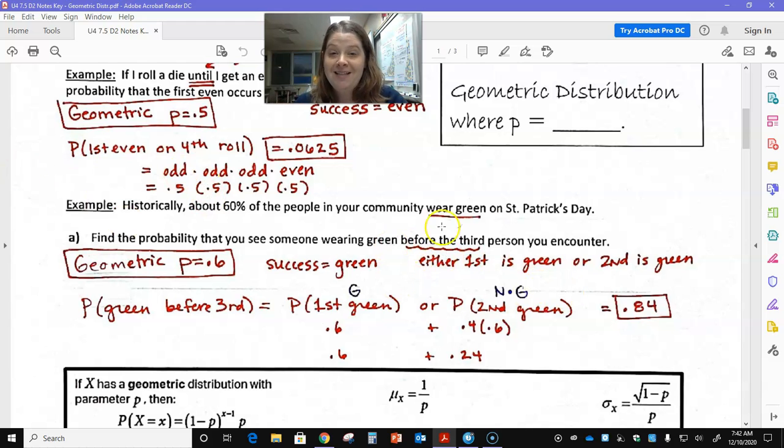All right, so I know that success was wearing green because that's what we're looking for. And so this is going to be geometric. And the probability of success, according to our problem, is 0.6. Feels like this should be independent if we're talking about random selection.